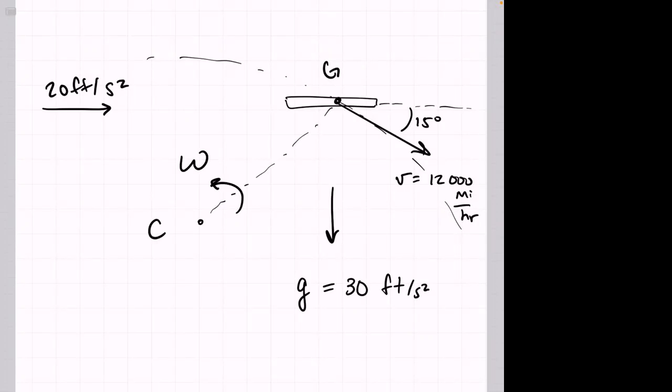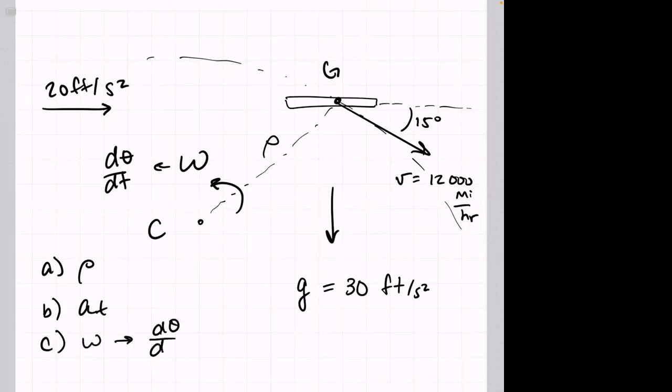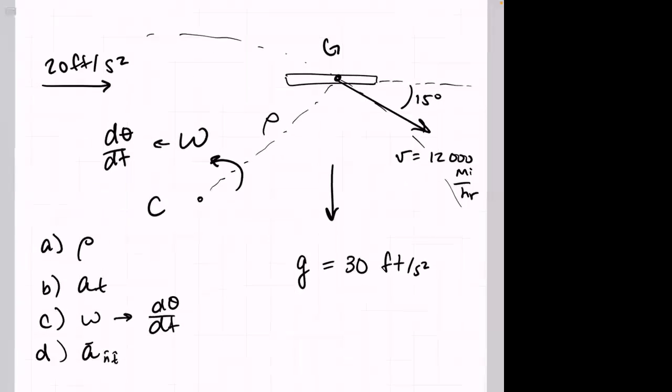And there is a change in angle with respect to time. So we know that there has to be an omega, which is d theta dt. And our rho is here. Based off of this information, we need to find rho. We need to find the tangential acceleration. We need to find omega, which is the time derivative of theta. And we need to find a vector for acceleration in the normal and tangential components.